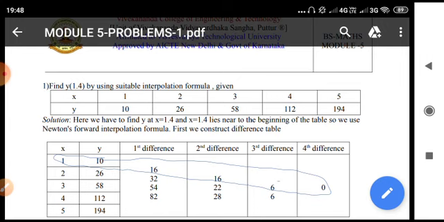Solution, here we have to find y of 1.4, that is we have to find the value of y at x equal to 1.4. And in this table, x equal to 1.4 lies near to the beginning of the table. So we shall use Newton's forward interpolation formula. First, we construct the difference table as below.